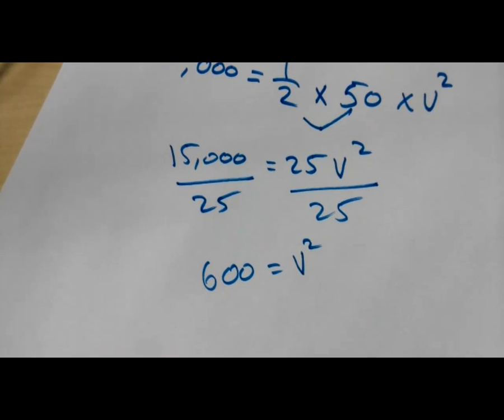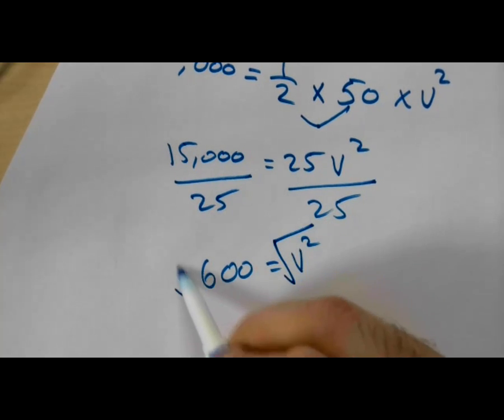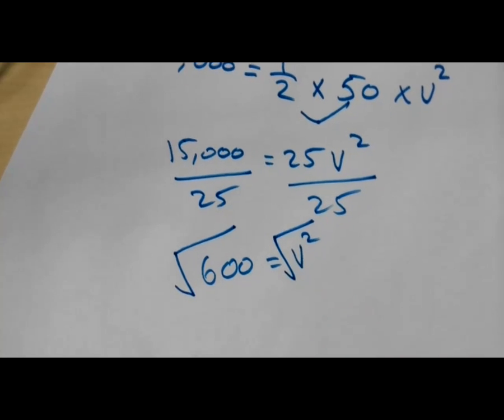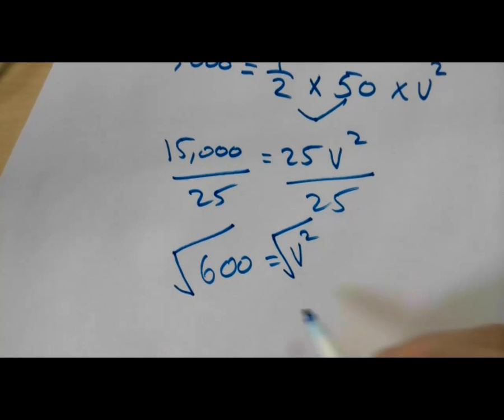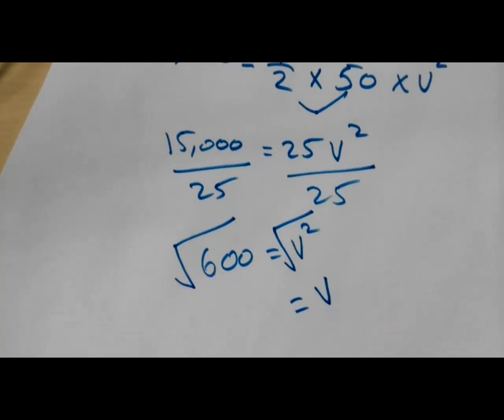Now, this is the tricky one. Remember, the opposite of addition is subtraction. The opposite of subtraction is addition, right? The opposite of multiplication is division. The opposite of division is multiplication. So how do I undo a squared or an exponent? Well, I actually need to take the square root of both sides. And this is what makes this one so tricky. So the square root of v squared is just v, which is what we're solving for.